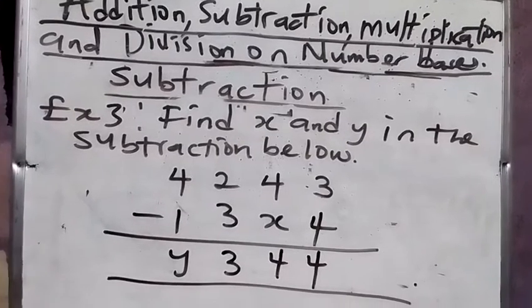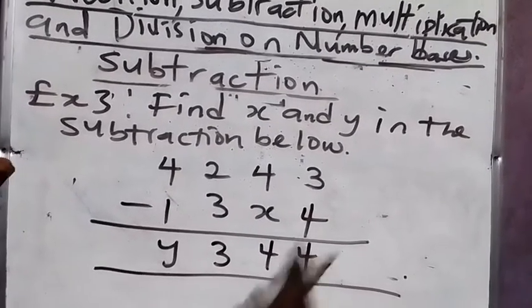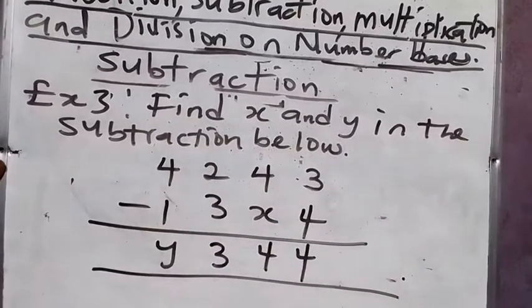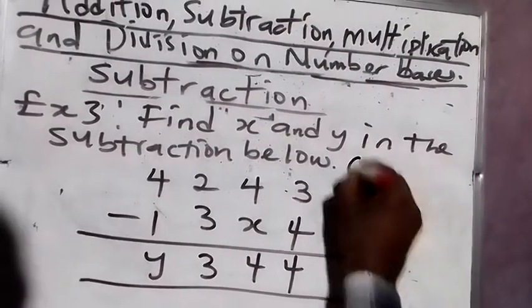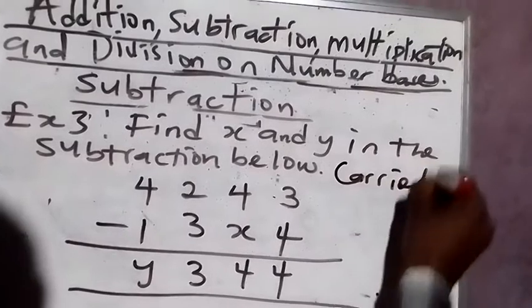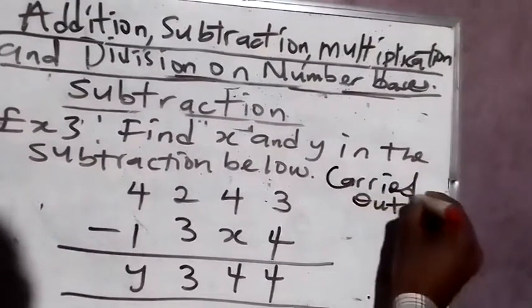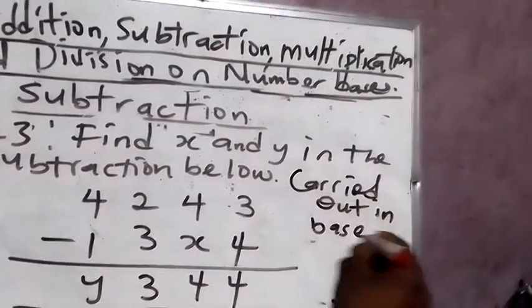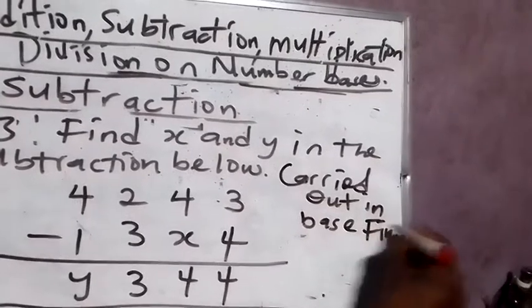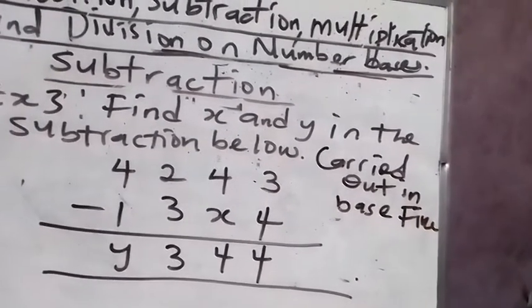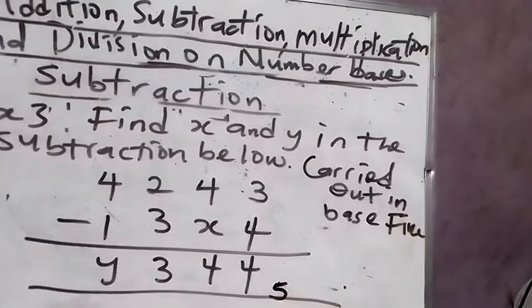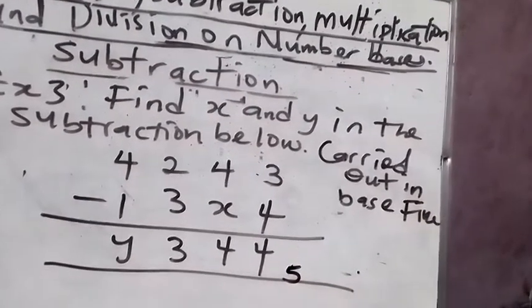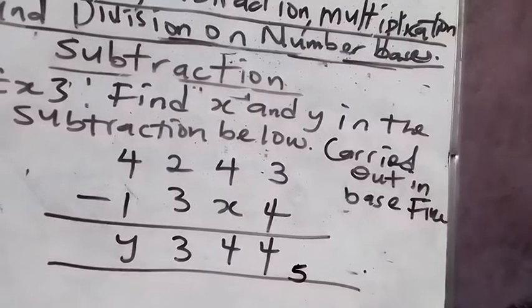Now, they said find x and y in the subtraction below. The subtraction is carried out in base 5. The base is given to us in the exam, in the question. So that means base 5. We know that the subtraction is carried out in base 5. How do you now get it?